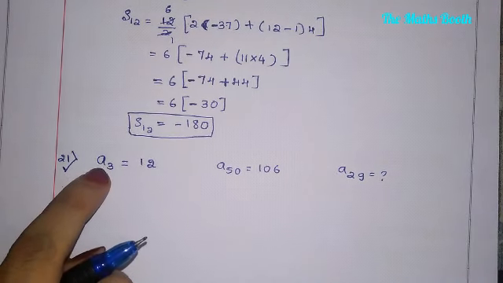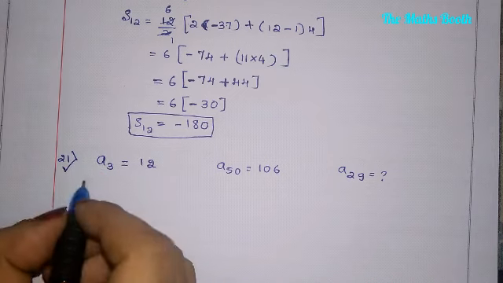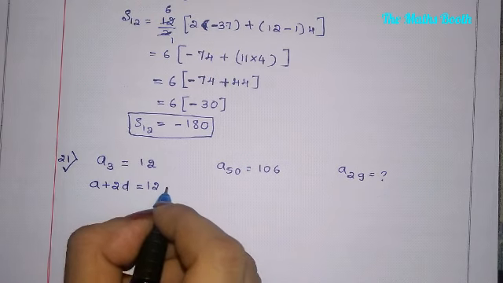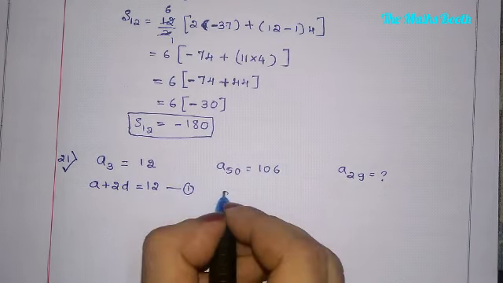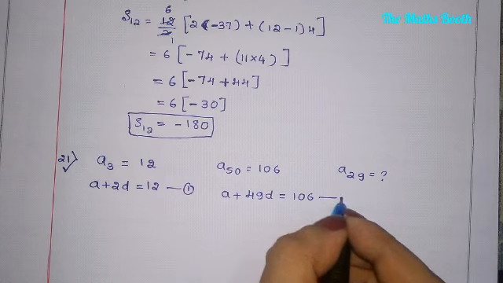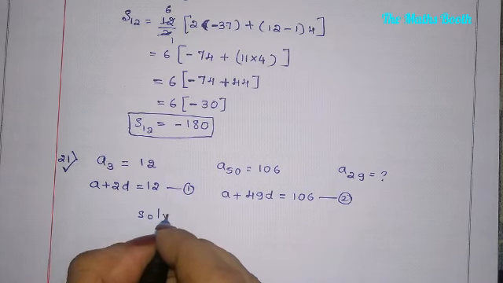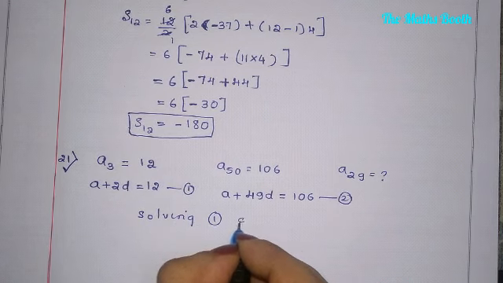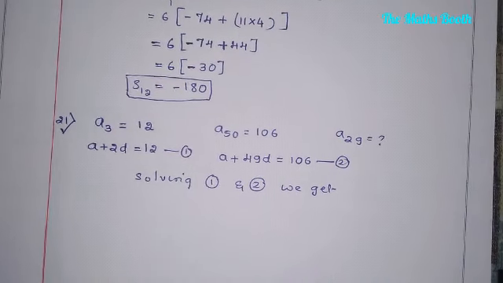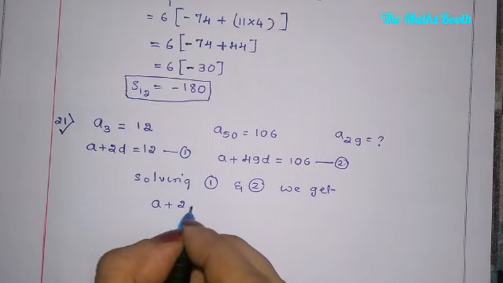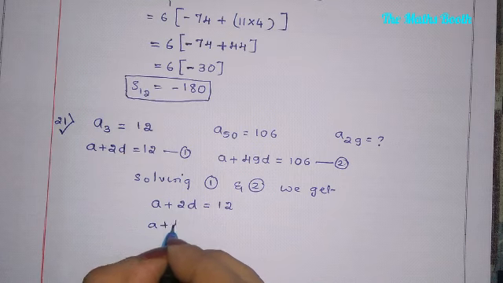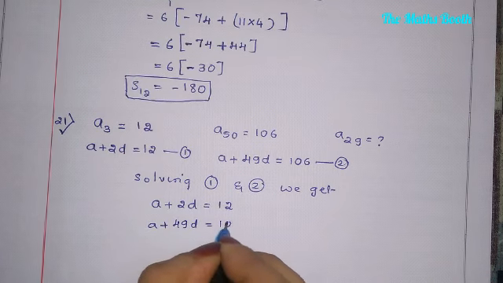So we all know that a3 is equal to 12. a3 is nothing but one less, so a plus 2d is equal to 12. We'll write this as equation 1. a50 is nothing but a plus 49d is equal to 106. Equation 2. Solving 1 and 2, we get a plus 2d is equal to 12 and a plus 49d is equal to 106.